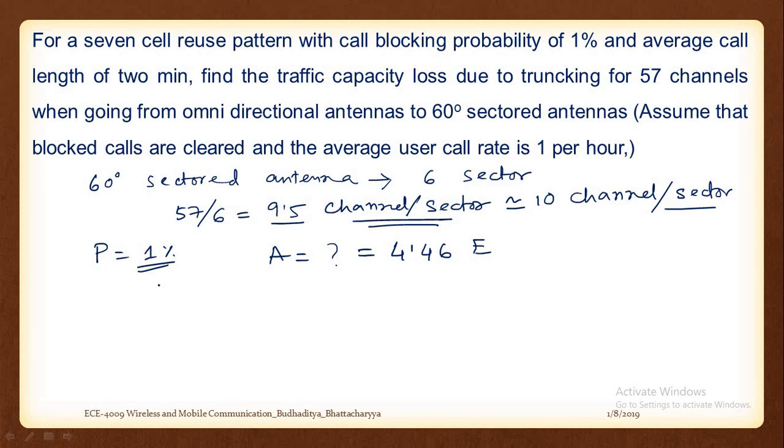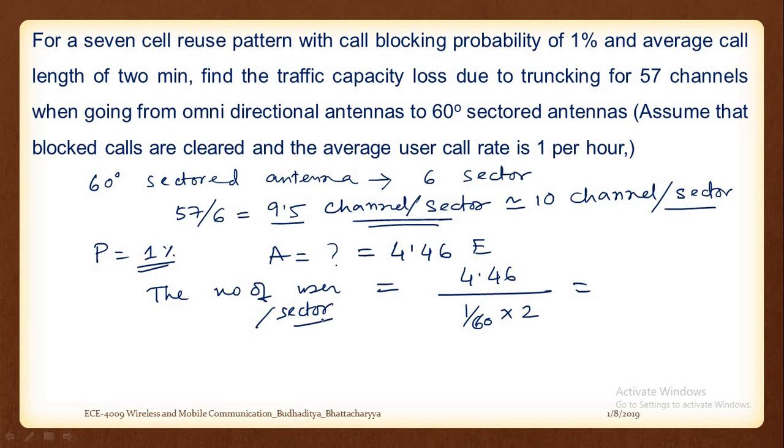So the number of users that the sector can support is given by 4.46 divided by 1 by 60 multiplied by 2. This is the number of users per sector, because whatever we are calculating is per sector. Then we will multiply it by the number of sectors. That will give you the total cellular coverage. This is nothing but A by AU. This is what we are doing.